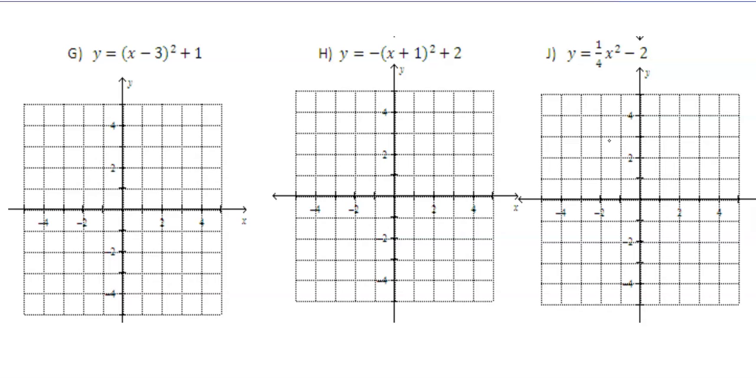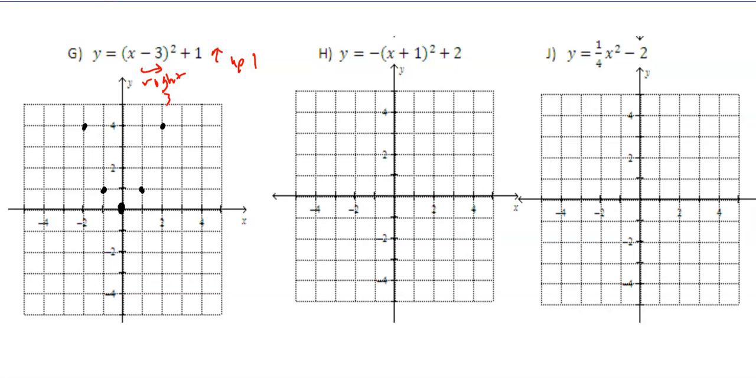Okay, so let's put it together. These are just some basic ones. So you want to say it in words first. This is going to the right 3, sorry, 3. And this one goes up. So up 1. So you take your 5 points you know and love. So 0, 0, 1, 1, 2, 4.